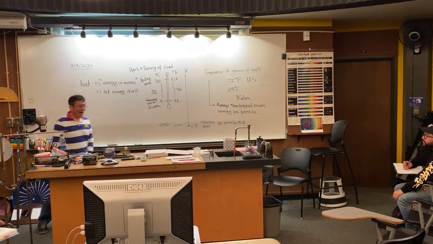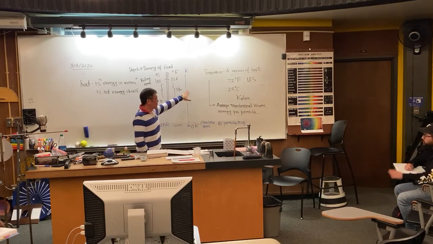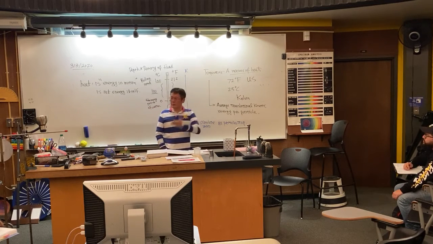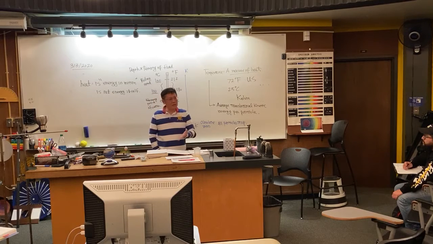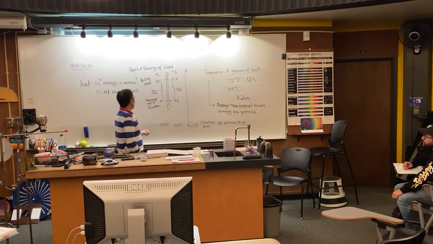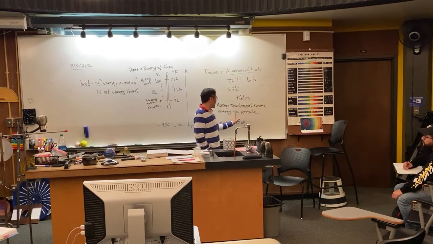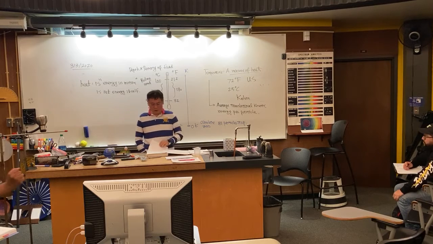Okay, so that is one thing we want to define. First, we define temperature in two different ways. You can use a scale to measure how hot or how cold an object is by using some standard scale, such as Celsius or Fahrenheit. Another way to define it is the average translational kinetic energy per particle. So that's two things that we just defined.